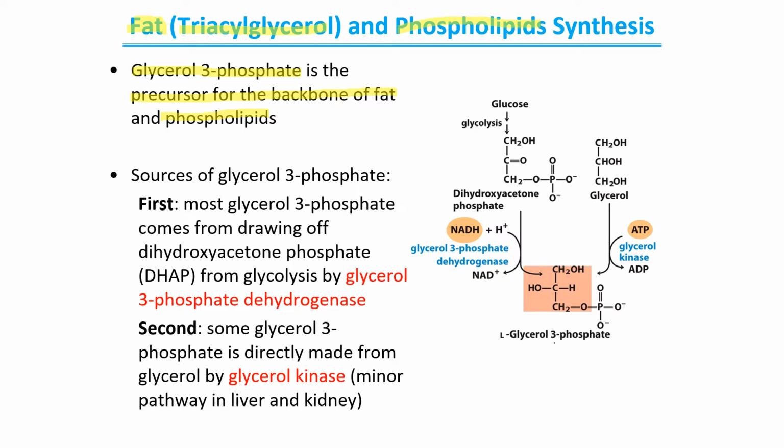And how do we get this glycerol 3-phosphate? Sources of glycerol 3-phosphate: most of it comes from glycolysis with the help of the enzyme dehydrogenase. Some of the glycerol 3-phosphate we can directly synthesize from glycerol with the help of the glycerol kinase enzyme. This is the minor pathway, in the liver and kidneys. The major pathway is this one, glycolysis with the help of the dehydrogenase enzyme.